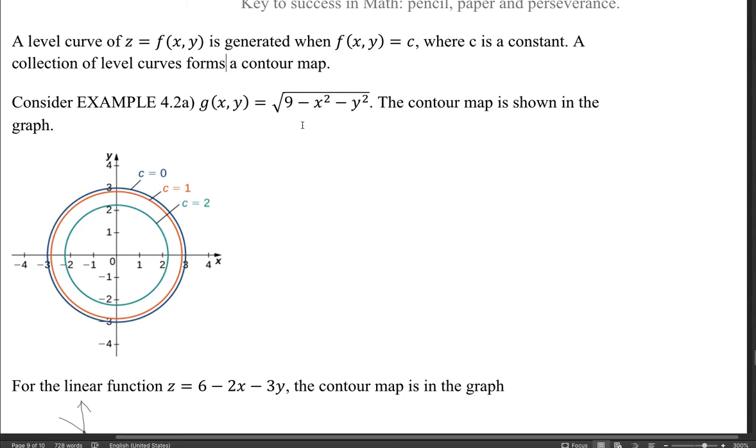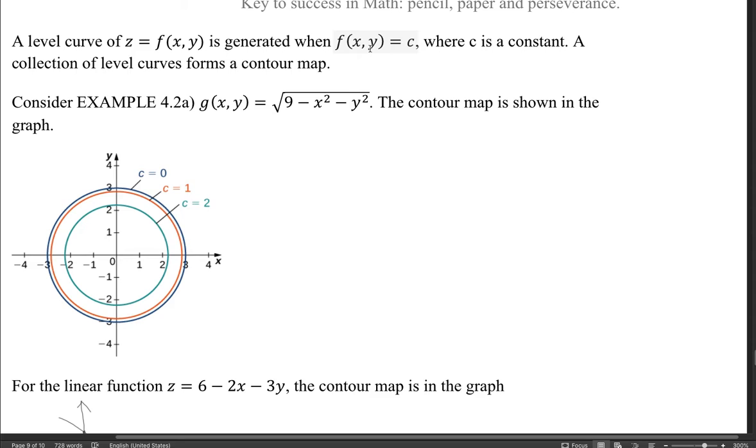Now this time you can give it a try. Let's say we set this entire function equal to 0. Then you square both sides, and you have x squared plus y squared equals 9, which is really this blue circle. The blue circle is generated by setting this entire equation equal to 0. It's a circle of radius 3, and also a level curve.